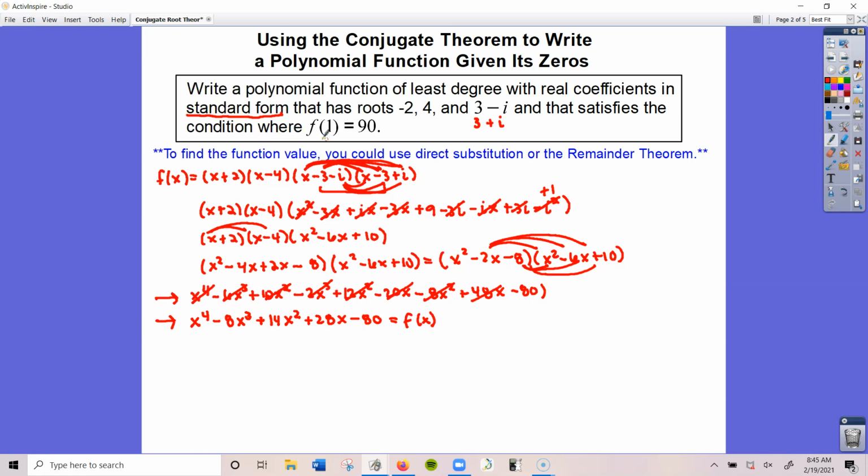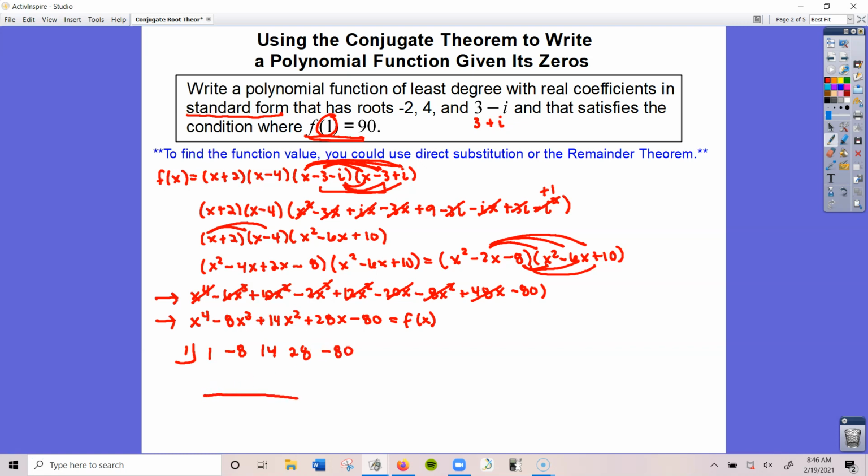Now, it has to satisfy this particular condition that f of 1 is equal to 90. So what we would have to do is plug in 1 and make sure that it equals 90. For this, you can either just directly plug in the 1 and see what you get, or you can also use the remainder theorem, which is what I usually prefer, just because I think it's a little bit easier, which is that we plug in the 1 into the little box, and then we put all of our coefficients, 1, negative 8, 14, 28, and negative 80.